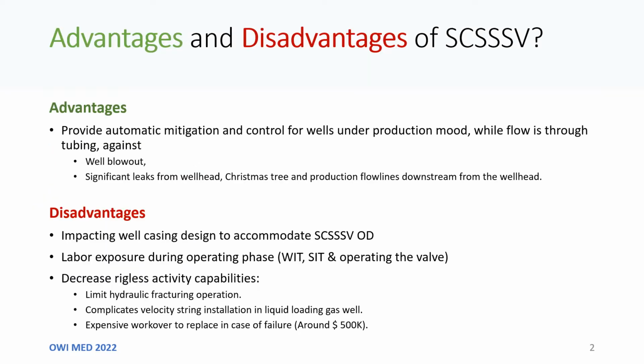As long as our discussion is on surface control subsurface safety valve, let's examine their advantages and disadvantages. First, their advantages include providing automatic mitigation and control for wells under production mode. They protect the wells in case of blowout, in case of the loss of the Christmas tree because of a collision, or they can close the well automatically in case of leaks in the wellhead of the Christmas tree or the flow line downstream the wellhead.